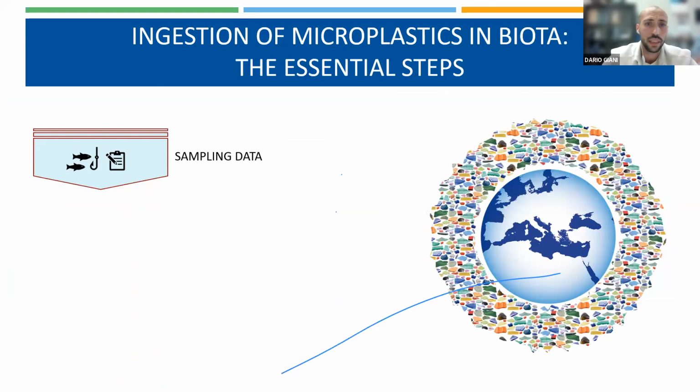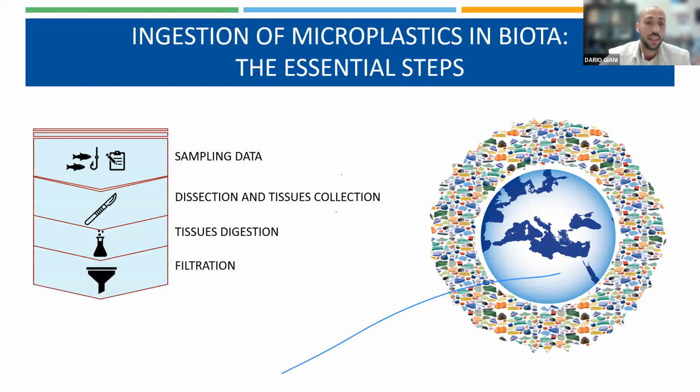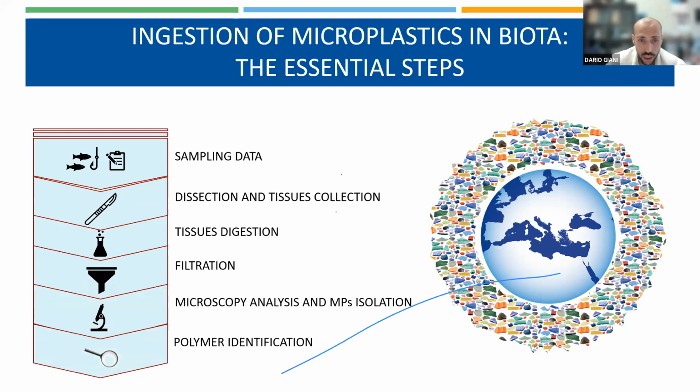Here I summarize the essential steps of the monitoring procedure. We're starting from the sampling data and the sampling approach that I showed now. Then we move to the dissection and tissue collection of the animal, followed by a tissue digestion of the gastrointestinal tract. Then we have the filtration of our sample, the microscopy analysis and microplastic isolation, and finally the polymer identification.